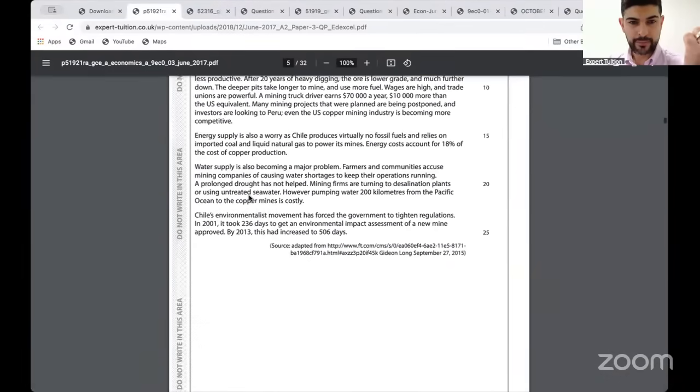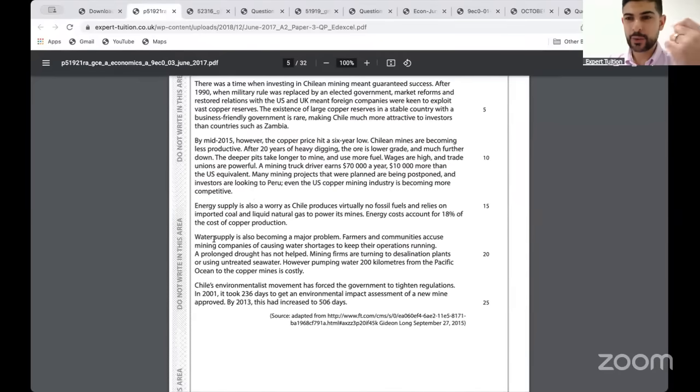It says the following. When it starts talking about the water supply being a big issue, etc., in passing, it now just says the following. A prolonged drought has not helped. What's a drought? A drought is a natural disaster. How is that the copper mining industry's fault? It's not their fault that there's a drought. In other words, yes, they have caused water shortages, but actually, a lot of the farmers potentially shutting down.